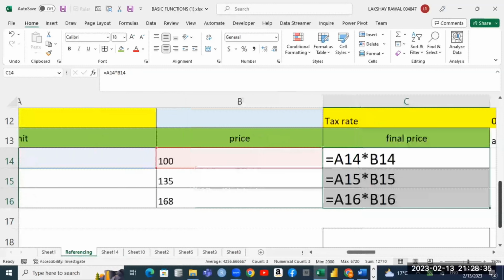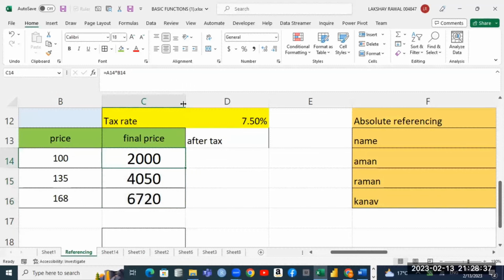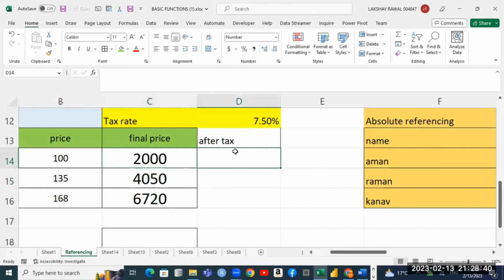Now I have done this. Next, I have to find out there's a tax rate given. That is 7.5 is the tax. Suppose the product is going from place A to place B and a tax is being applied. Like taxes, maybe traveling tax or some other taxes are allocated on the price. I have to pay this and this. So what is the final price after putting this tax?